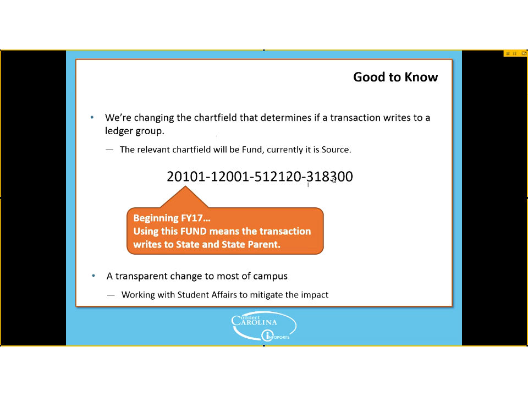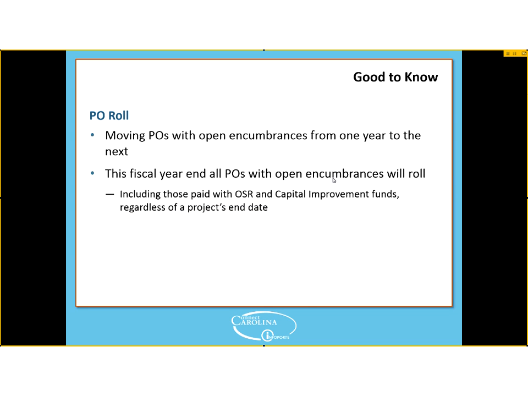Now, to almost everyone on this campus, I think quite literally the math works out to 99.9999% of campus, this is completely transparent. But student affairs, because of some of the things that they do with how they control, this is going to make a difference for them. So we're working with them independently to mitigate that impact and to help them prepare for the next fiscal year. But for the rest of you, I can't imagine you'll ever notice the difference. But we just want to let you know about it.